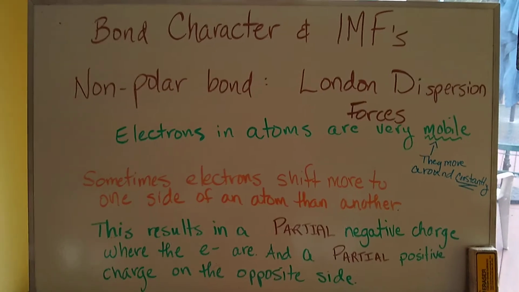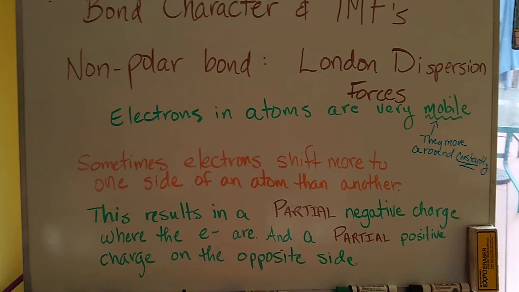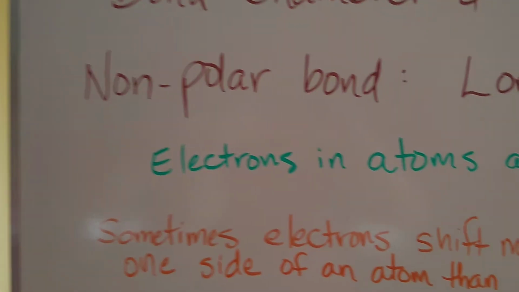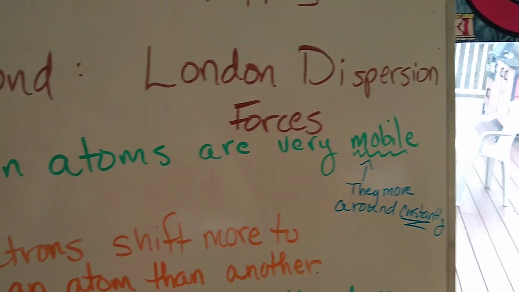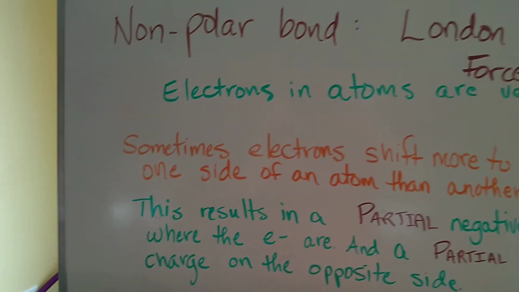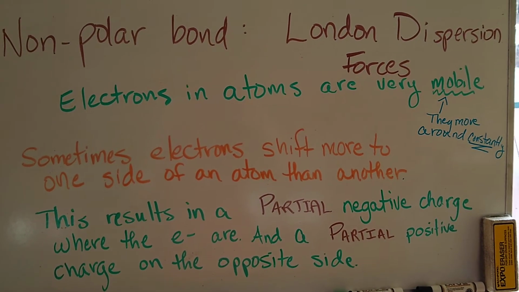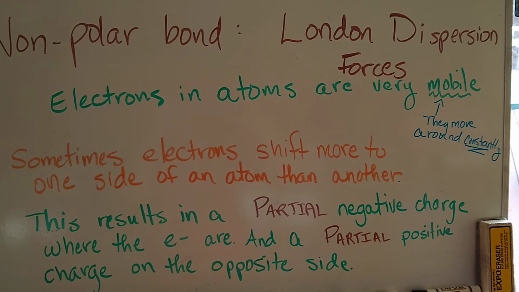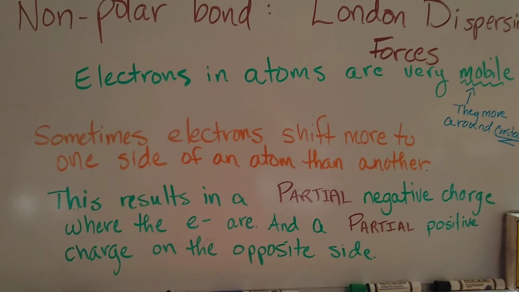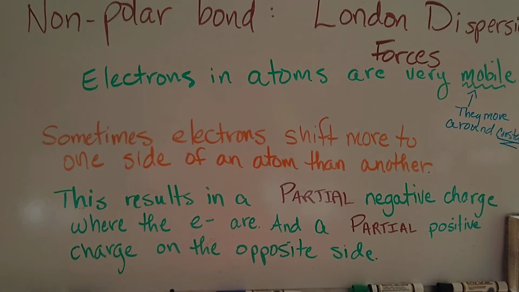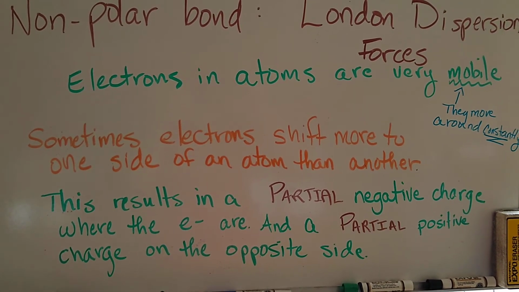So for nonpolar bonds, London dispersion forces form. This forms because electrons in atoms are very mobile. They move around constantly. Sometimes the electrons will shift more to one side of the atom than another, or more to one side of a molecule than another. This will result in a partial negative charge, where the electrons are located, and a partial positive charge on the opposite side.